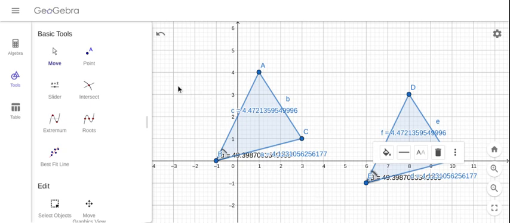So based on this information, I can say that these two triangles, triangle ABC and DEF, are congruent based on the SAS congruency criteria. That means both the two sides and the angle between them are exactly the same. Hence, these two triangles are congruent. In the next video, we'll talk about ASA congruence.